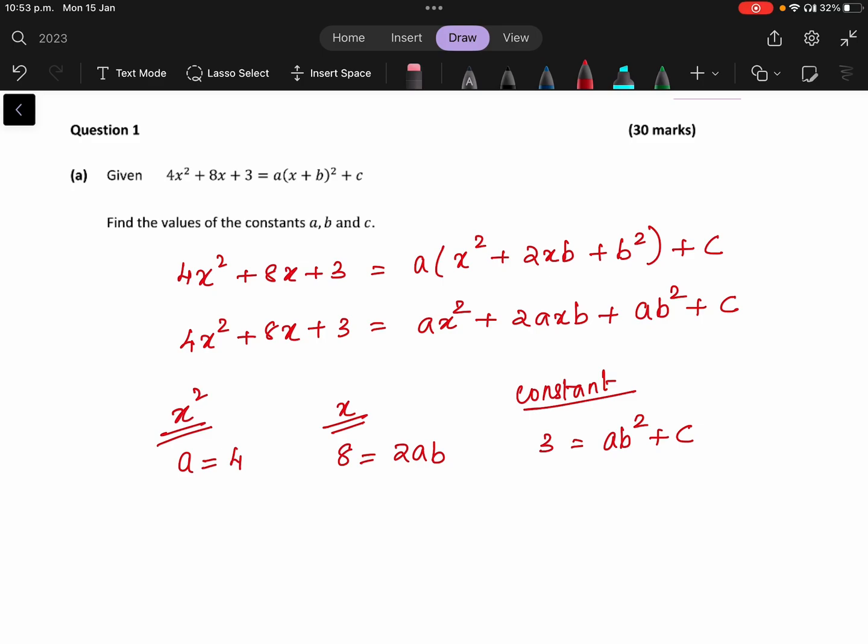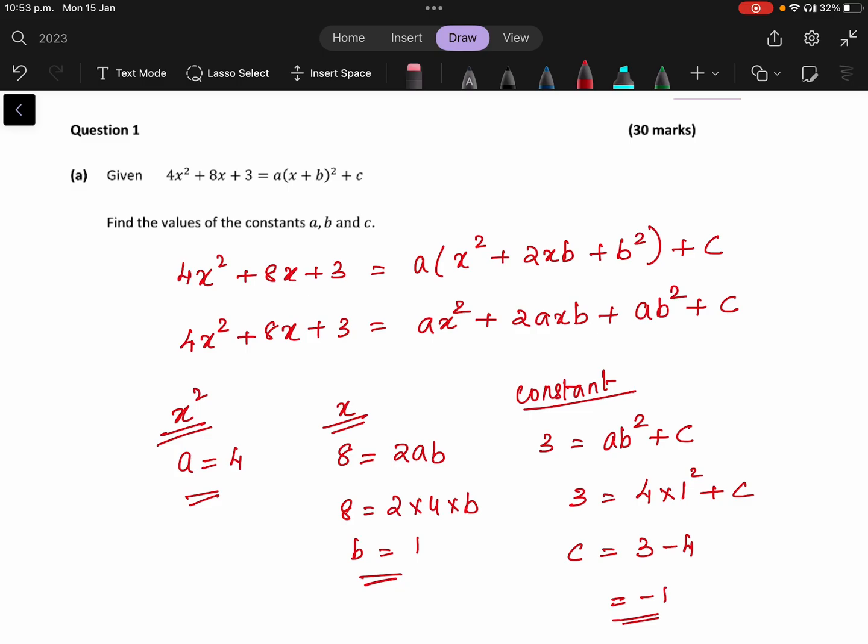Now from this, a is equal to 4, that is complete. 8 is equal to 2 times 4 times b, so b is equal to 1, and 3 is equal to 4 times b squared, b is 1, squared, plus c, so c is equal to 3 minus 4, which is equal to minus 1. So we get the three values here.